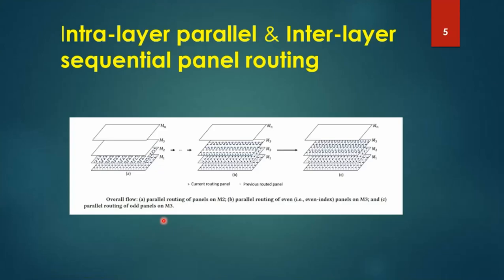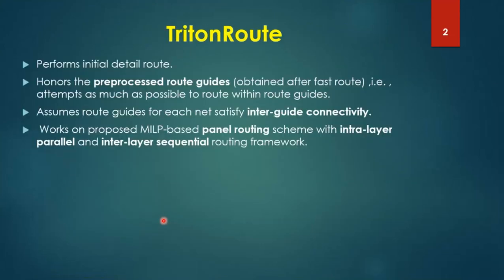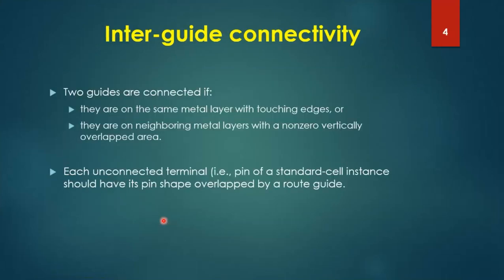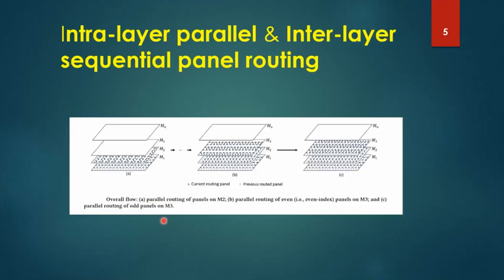So right now, what did we discuss? We discussed the features of TritonRoute. We discussed what a pre-processed route guide is, and that the pre-processed route guide must abide by the inter-guide connectivity principle. And then we saw what intra-layer parallel and inter-layer sequential panel routing is.